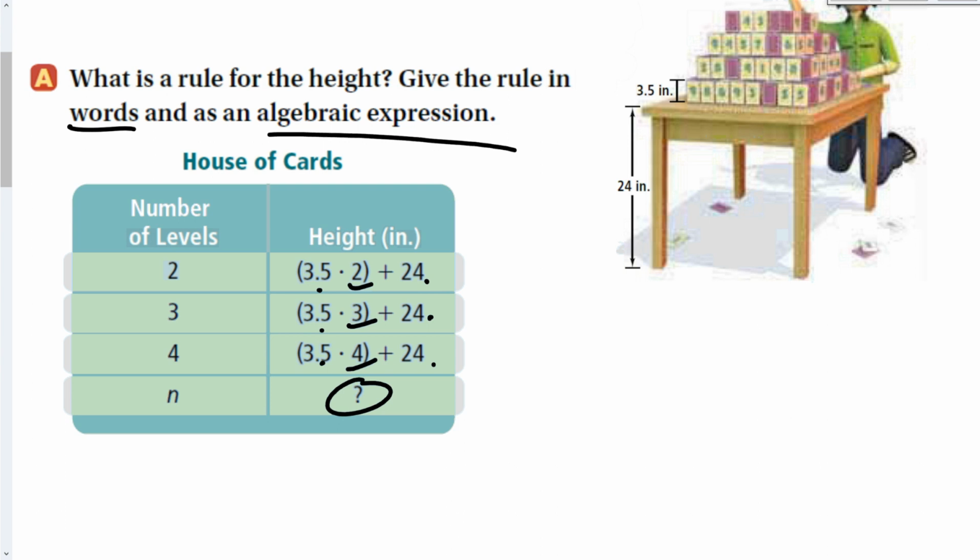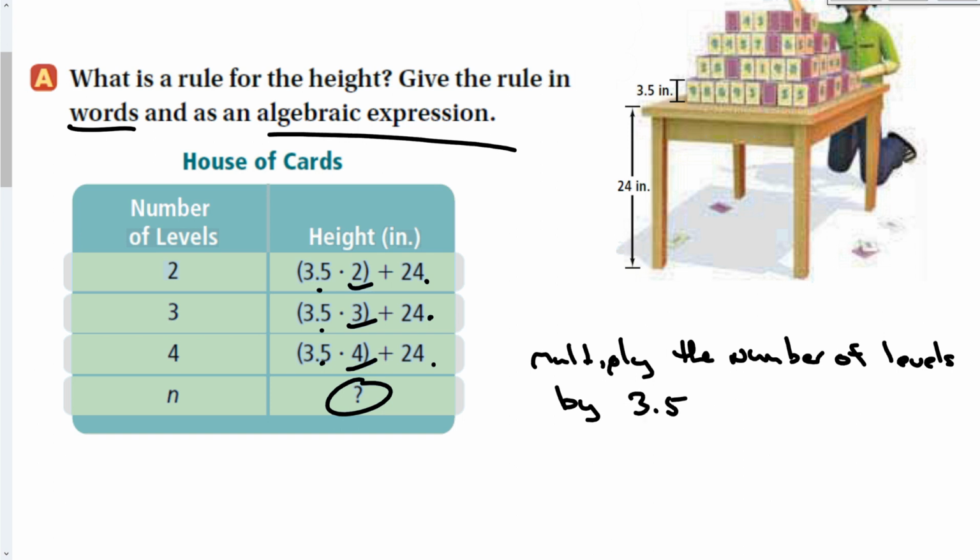Okay, so words, when we describe what we're doing, we're going to multiply the number of levels by 3.5 and add 24. Okay. So that's a little description of what we're doing with words. To make an algebraic expression, we do 3.5 times the number of levels and add 24. And now I have my algebraic expression for what's going on with this table with cards.